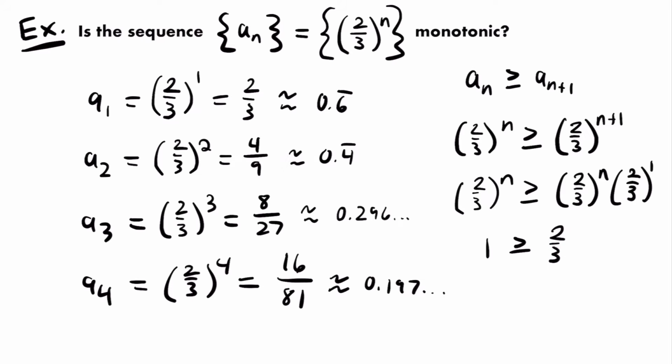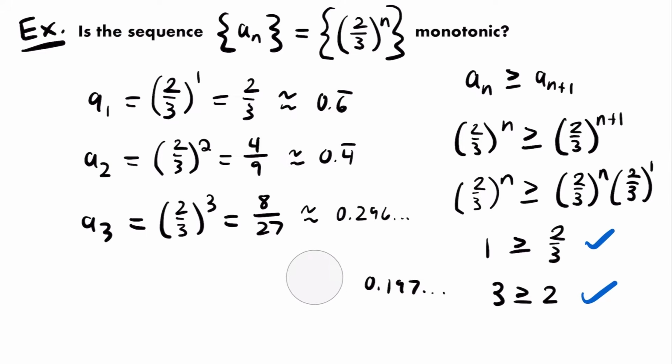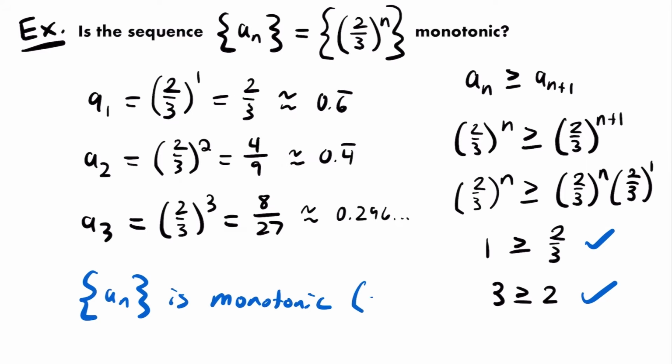2/3 is a fraction that is less than 1, and if you weren't quite sure, you could multiply both sides by 3, and you would find that 3 is greater than or equal to 2. That is also a true statement. 3 is greater than 2, and so whichever one of these statements you prefer, both are true, and so what we did here is show that this sequence is monotonic. Specifically, we showed that it's decreasing. And so, if I erase this last term here, we now know that our sequence, a sub n, is monotonic. Specifically, it is decreasing. Okay, and so that is the solution to this example.